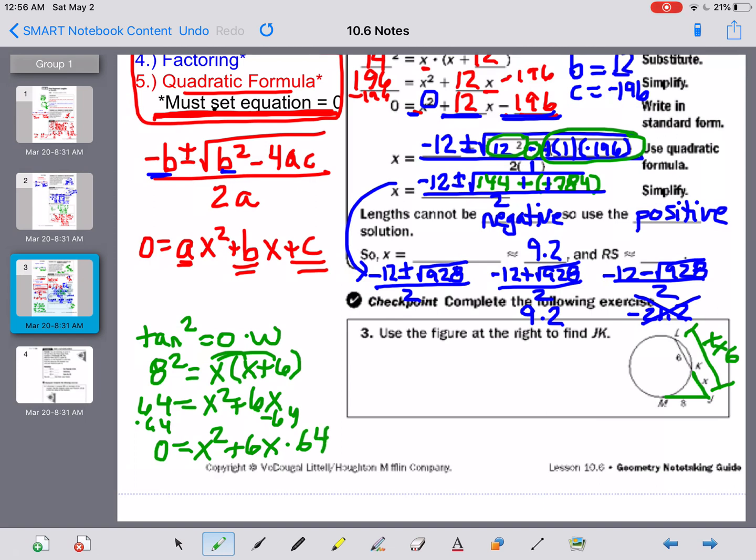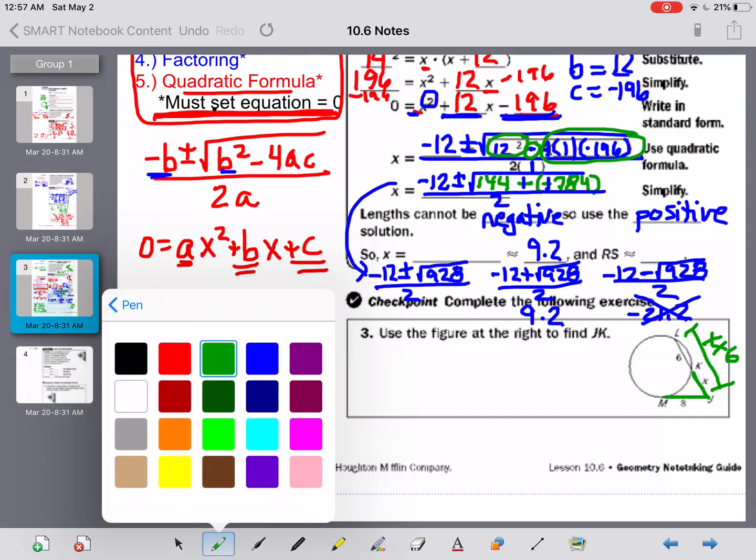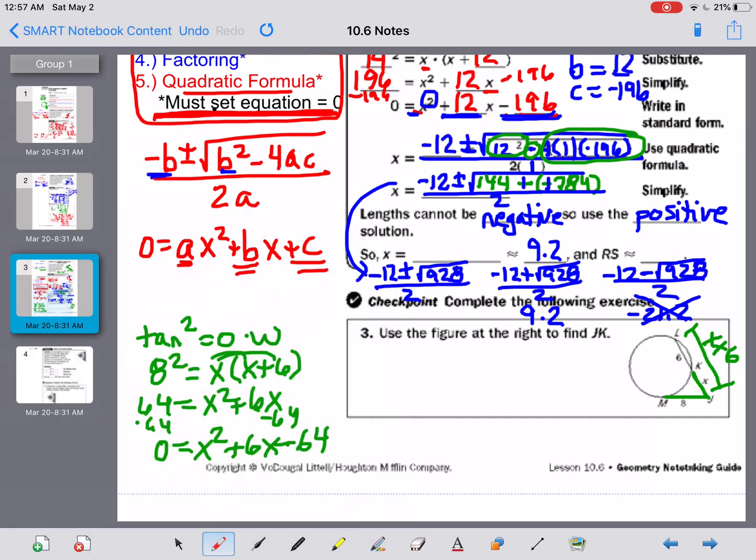All right. Are there factors of 64 that subtract to make 6? Unfortunately, no. So we're going to do another quadratic formula here. If nothing else, hopefully you're seeing it and you're getting a little practice with it. Okay, so I'm going to first identify A is the number in front of my X squared. That's that invisible 1. B is the number in front of my X. That looks like a positive 6. C is my constant back here, which looks like negative 64.